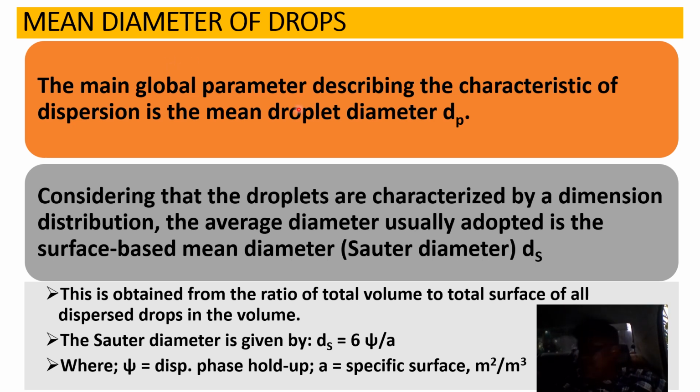Then there's what we call the mean diameter of drops. And this is the main global parameter describing the characteristics of dispersion in liquids. Considering that the droplets are characterized by a dimension distribution, the average diameter usually adopted is the surface-based mean diameter, the Sauter diameter. And this Sauter diameter is given by this equation, where we have phi as the dispersed phase hold-up, and A is the specific surface area.